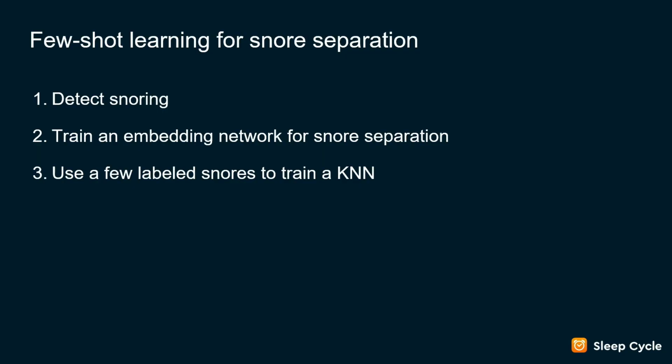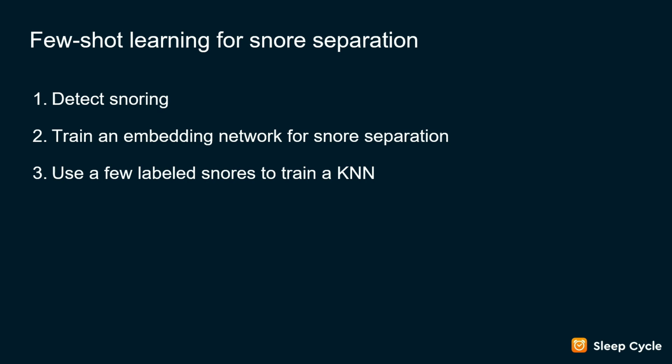And this will probably be a bit clearer after you see what we did. All right. So we want to know who's snoring in a room with multiple people. So let's break this down. First off, we need to detect if anyone is snoring, right? We got to find the snoring in the room. Then we need to create an embedding network that can accurately separate people.